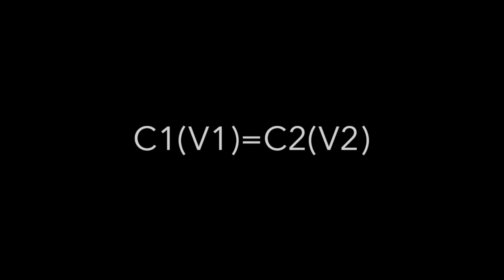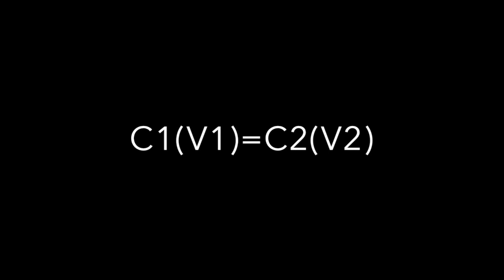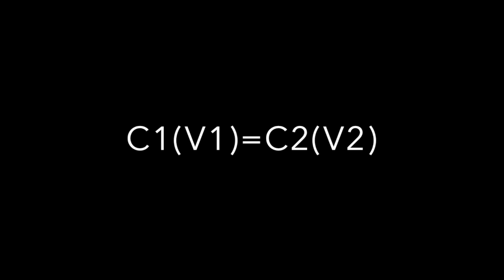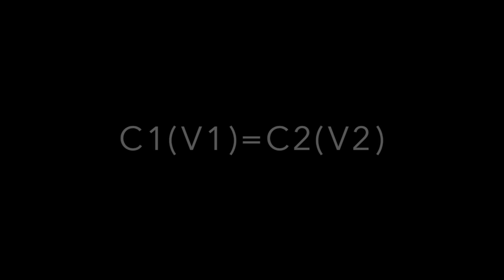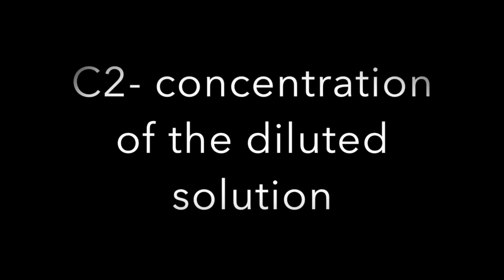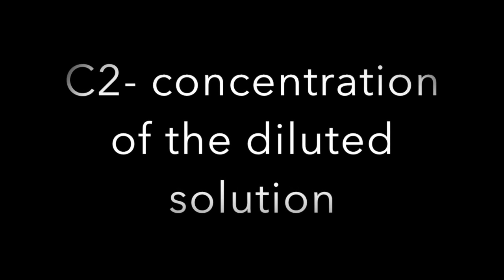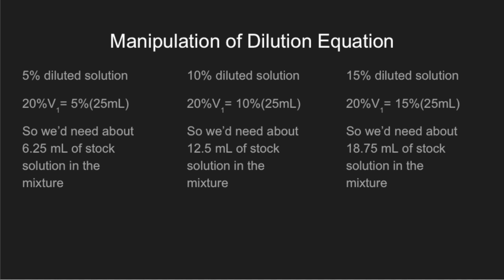The stock solution and the diluted solution have a relationship when using the dilution equation. In the dilution equation, which is C1 times V1 equals C2 times V2, C1 and V1 respectively describe the concentration of the stock solution and the volume of the stock solution. And C2 and V2 describe the concentration of the diluted solution and the volume of the diluted solution. After manipulating the dilution equation for our specific experiment, we can start with our experiment.